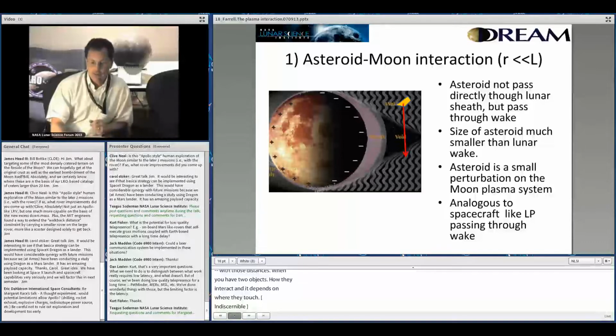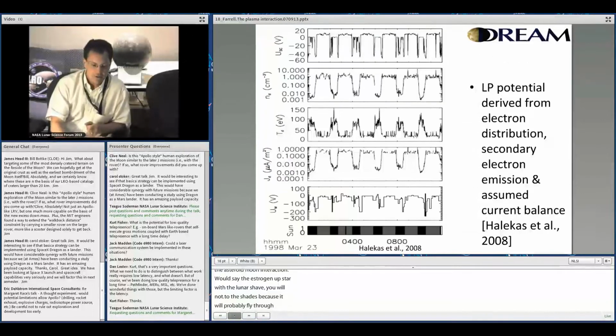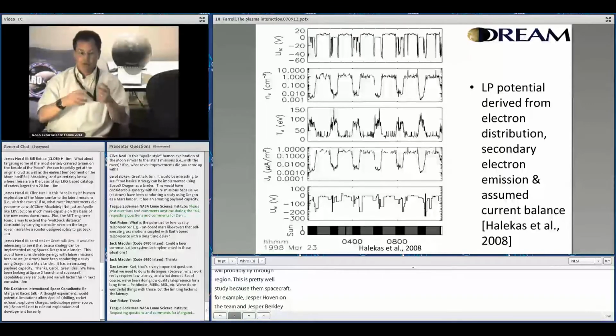So let's first talk about the asteroid-moon interaction. Let's say they've captured it, now they've released this asteroid, and it's orbiting the moon. You're not going to fly through the sheath because it's only about a couple of kilometers high, but you'll probably fly through the wake region. This is actually pretty well studied because it's very analogous to spacecraft like Lunar Prospector and ARTEMIS flying through the wake. For example, Jasper Halekas and the team at UC Berkeley looked at the spacecraft potential for the Lunar Prospector passing through the wake region, orbiting the moon in general.